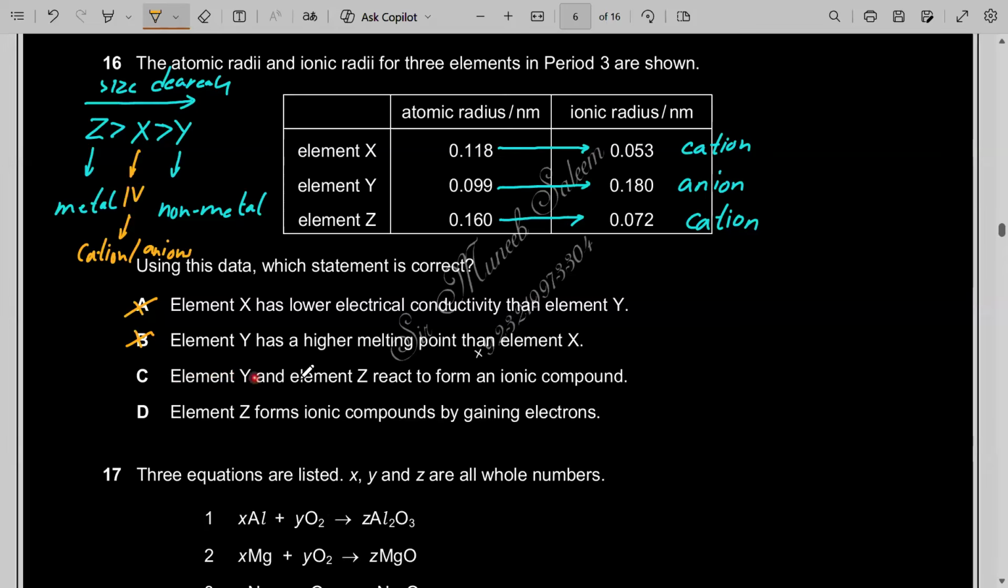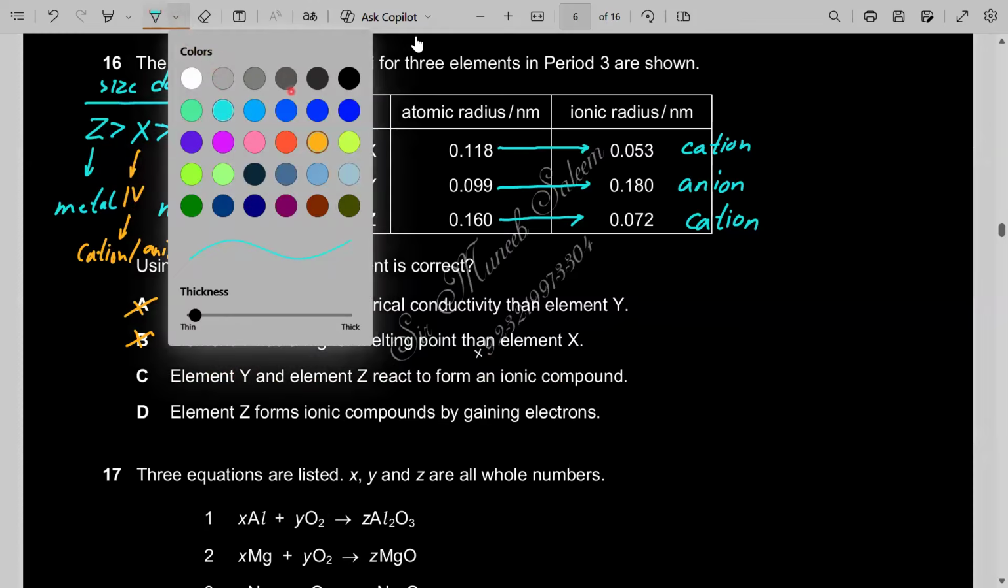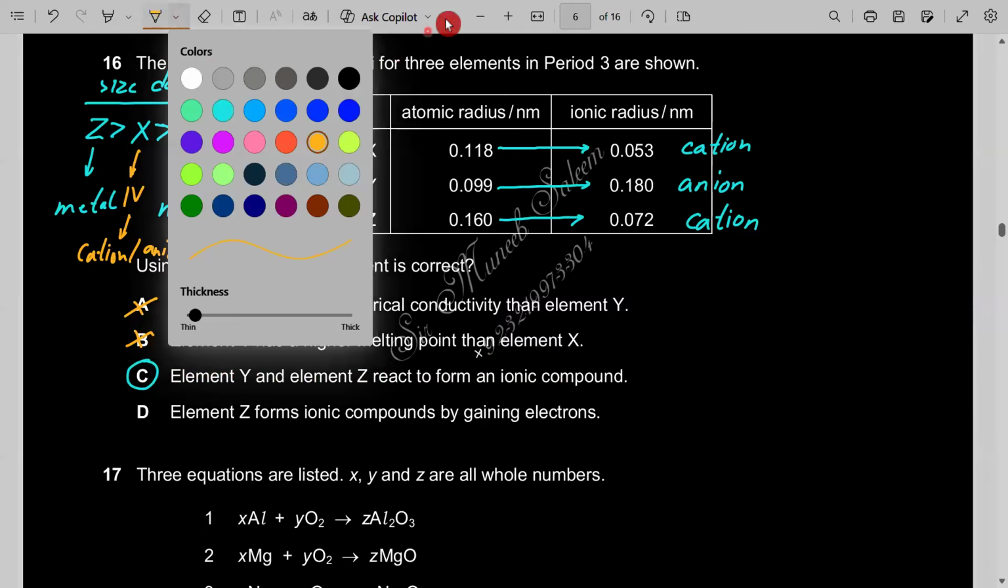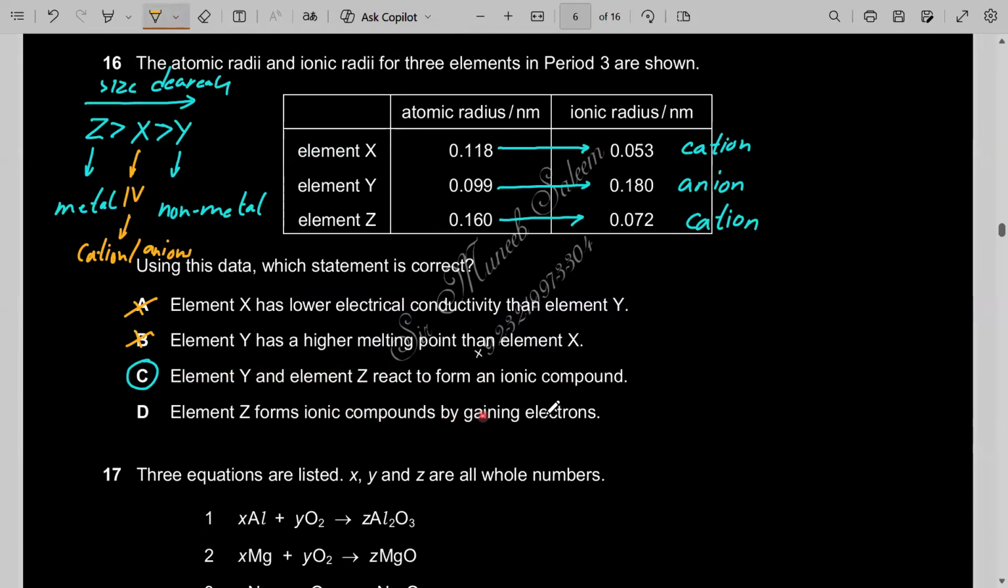Then C says element Y and element Z react to form an ionic compound. So yes, when we said that Z is a metal and Y is definitely a non-metal, they do react together and form the ionic compound, because an ionic compound is formed by the combination of a metal and a non-metal. So that's why C is the correct option. And D says element Z forms an ionic compound by gaining electrons. So no, Z is a metal. It loses electrons. It does not gain electrons. It has to lose electrons. So that's why it is incorrect.